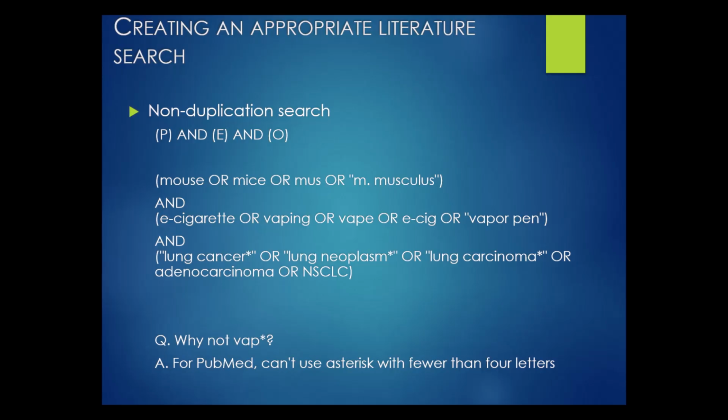I've also added some asterisks for some of the words and phrases. As a reminder, the use of parentheses, Boolean operators, and asterisks was all covered in the prior video. One point I want to make here, you may be wondering why I didn't replace vaping, vape, and vapor pen with just VAP asterisk. The reason is that for PubMed, you can't use the asterisk unless you supply at least 4 letters. Anyway, at this point, with the search looking like this, I'm ready to cut and paste this into a search database and run my article search.